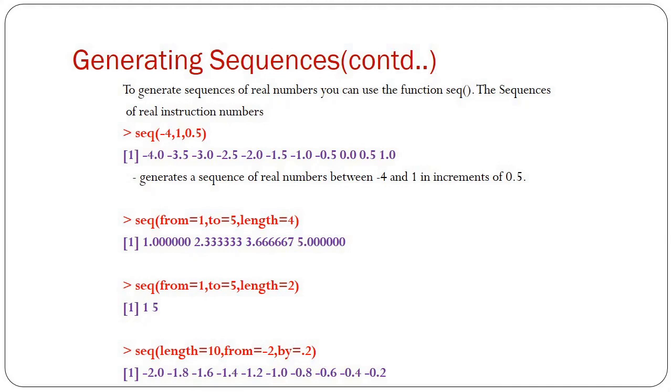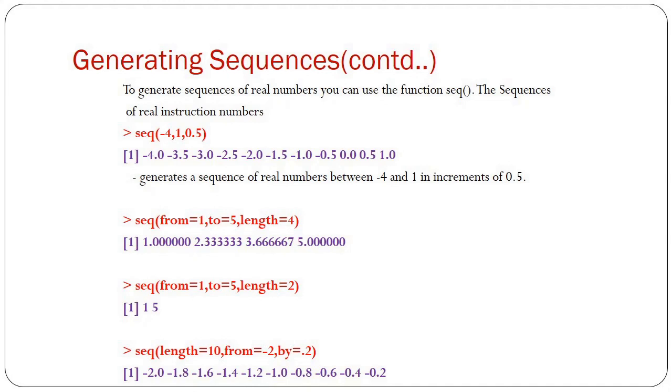The same way you can do in the next example, starting from 1, ending at 5, length is equal to 2. I need only two values. It starts at 1 and ends at 5. Obviously it gives you only two values, namely 1 and 5. Similarly, you can generate the last example. If you look at it, it starts at 10, goes up to minus 2 in steps of 0.2, which means that it starts from minus 2. Length is going to be 10.